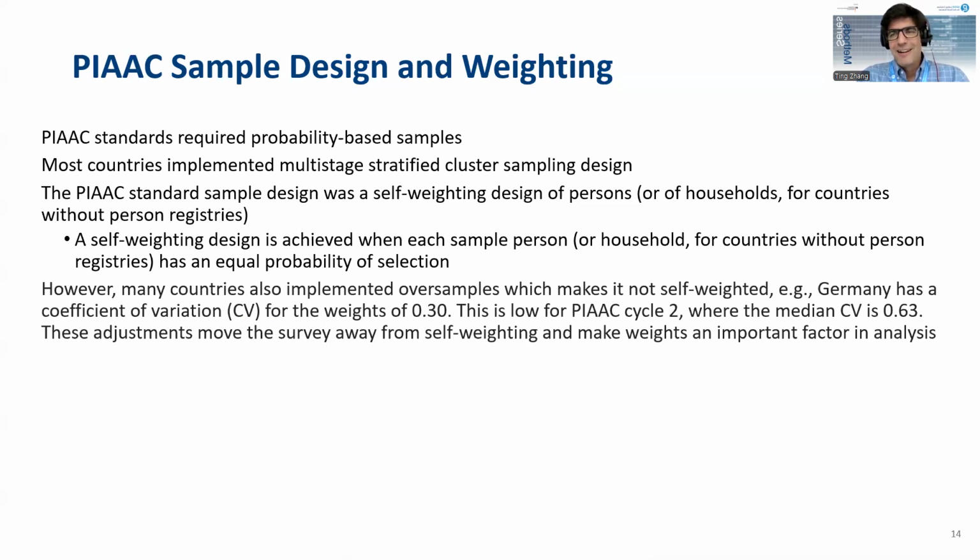And the PIAC conferences in Germany, so we're going to talk about them a lot today. And in Germany, the coefficient of variation for weights was about 0.3. This is actually relatively low for PIAC cycle 2, where the median coefficient of variation is 0.63, which shows that the designs actually did include oversampling. And so we are going to need to account for weights as we analyze PIAC.